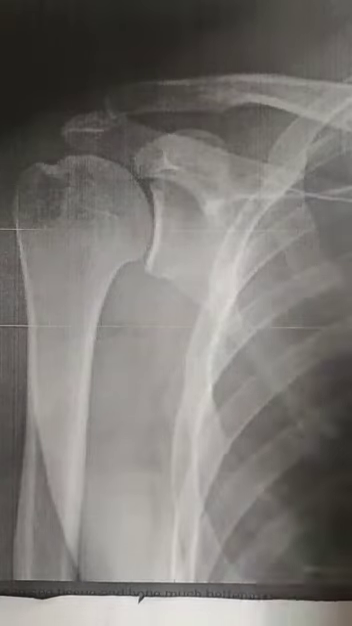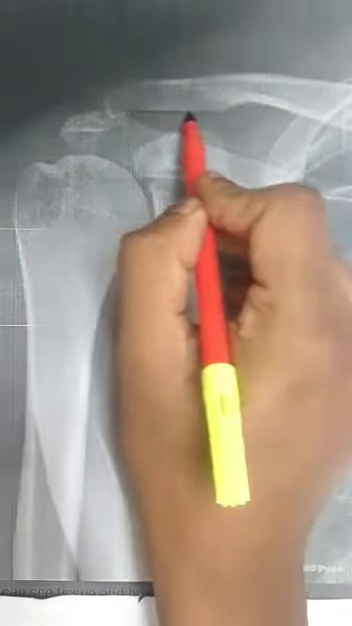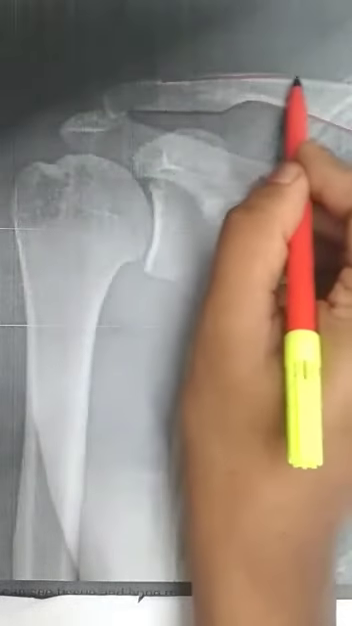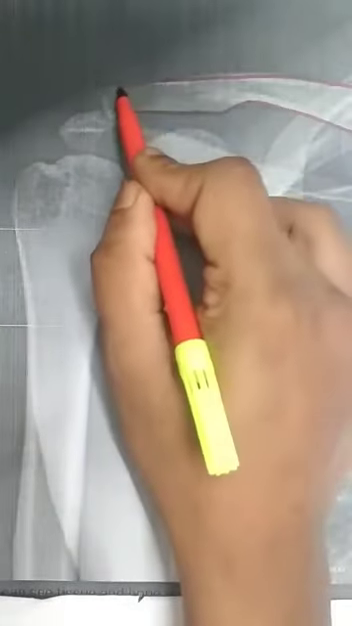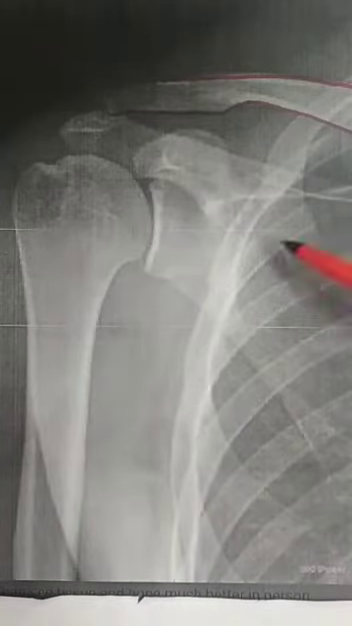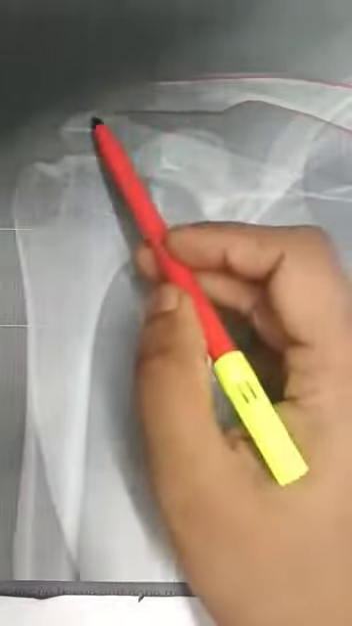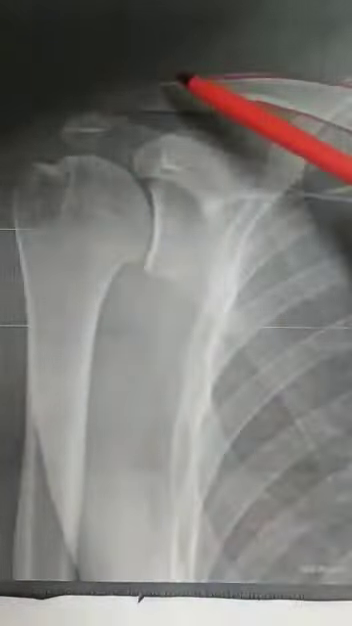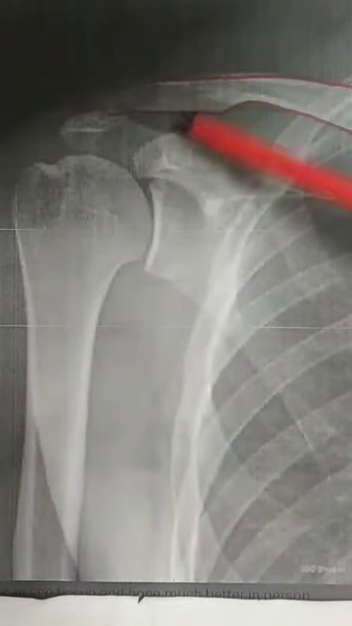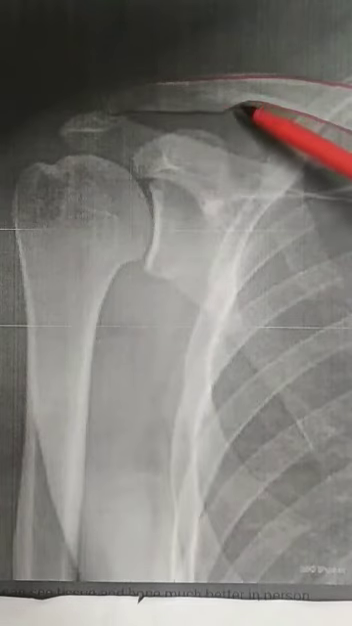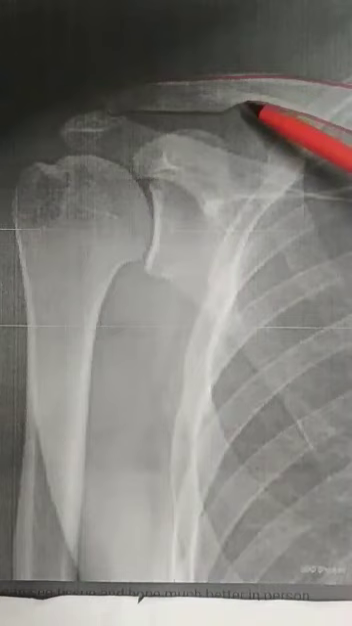So here we have the clavicle. This is the clavicle. Medially it forms the sternoclavicular joint, which is not visible here, and laterally it forms the acromioclavicular joint. Here you can see the acromioclavicular joint. So examine the acromioclavicular joint for its alignment and placement.